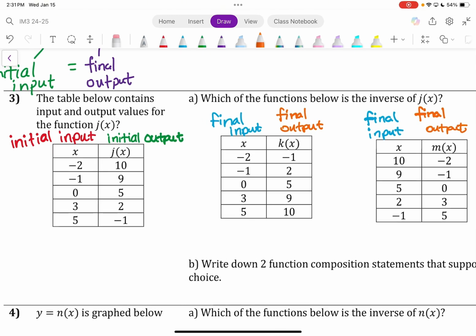I'm going to repeat that again. We want the initial input to be the same as the final output. So we want the numbers under the initial input column to match one of these two. Look at the numbers under initial input and figure out which of these two tables has those same numbers. It's all visual, right? Look at these numbers and match them with one of these two tables. They need to be exactly the same. Go ahead and do that now.